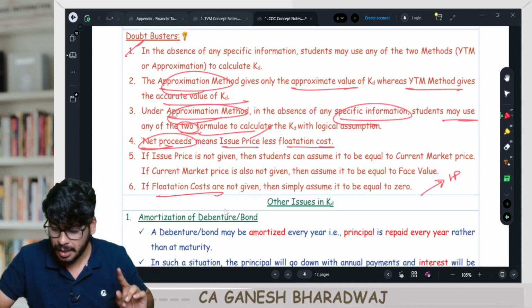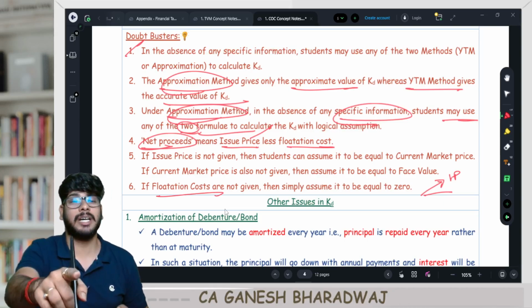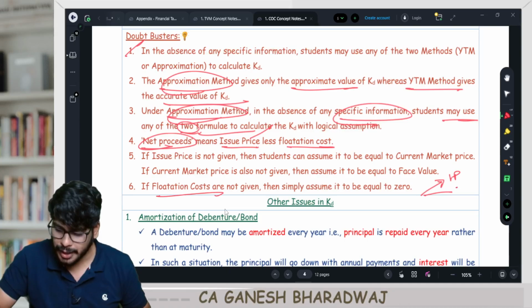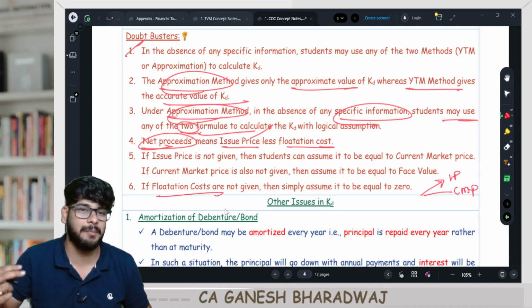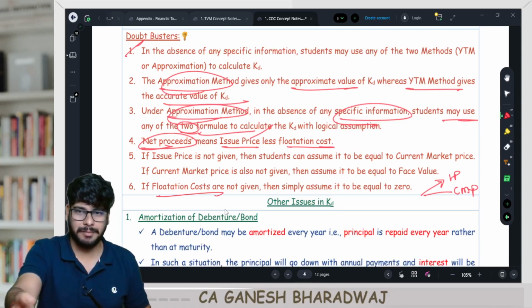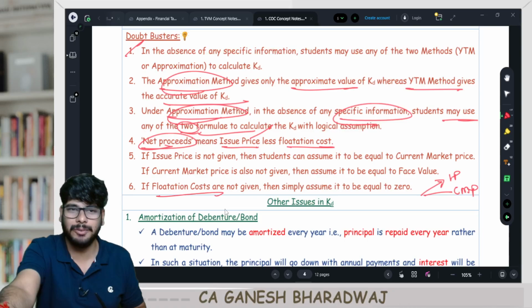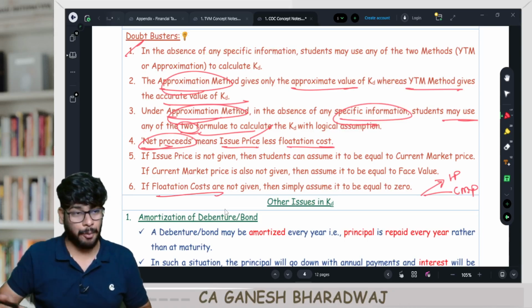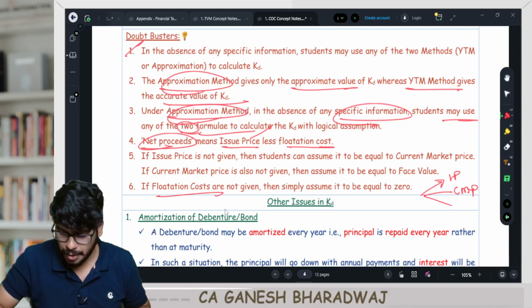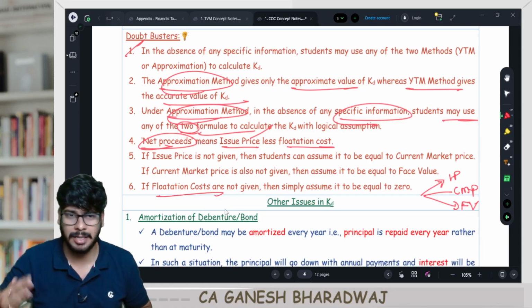Clear with this? Suppose issue price is not given, but they have given in the question the current market price is so and so. You can take the current market price, that takes the second priority. Why? Current market price means today if I go to the market, that will be the rate prevalent in the market. So even if the company wants to make a fresh issue, it can only be around that price, no? Are you clear with this? That's why. Suppose current market price is also not available, then you assume that the issue was made at the face value. A very logical and a graded assumption.